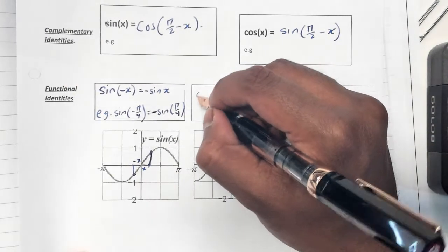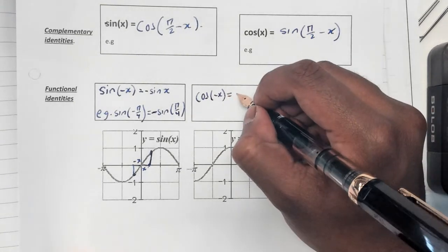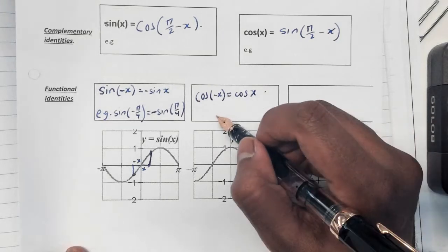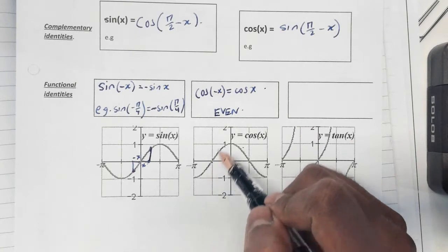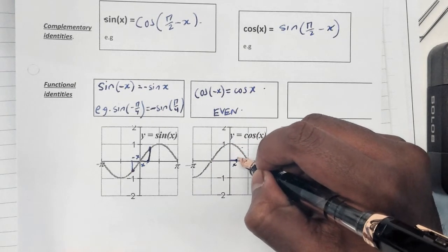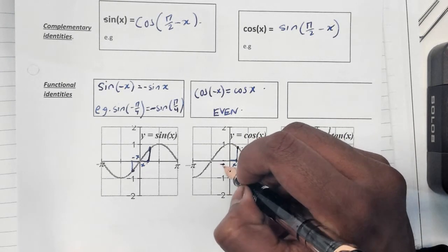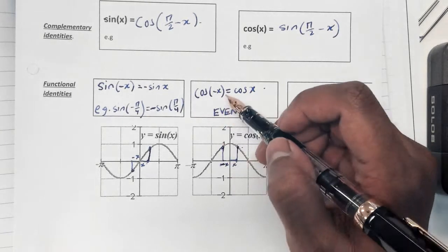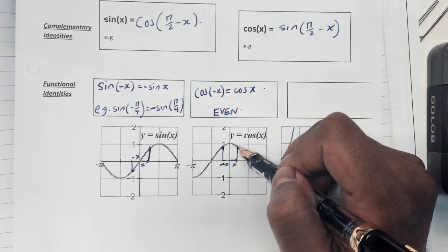But for the cosine, if you have cosine of negative x, it'll be the exact same as cosine x. This is because the function is even and the graph is symmetrical. So say x was there, you would get this. If that was negative x, you get the exact same number. That's why if you have a negative of the angle, it doesn't matter, because these two go to the same y value here.